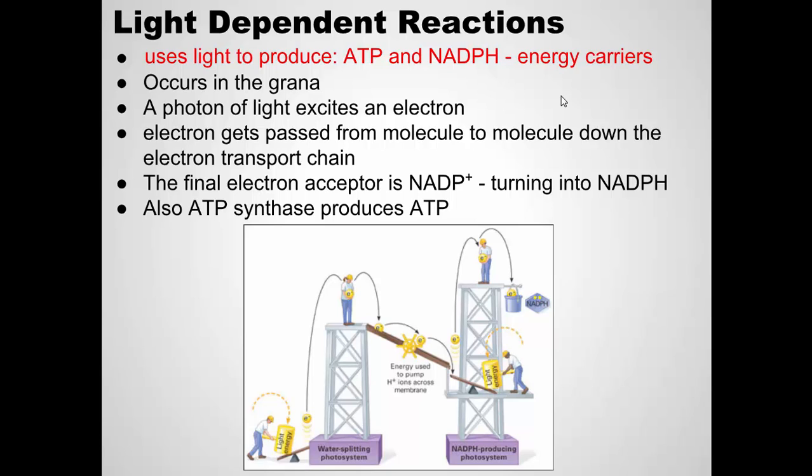What that electron does is it helps to pump hydrogen ions to one side of the membrane. And then that electron, as it gradually gives up that energy, another photon of light enters and excites that electron again. And then that energy is transferred to NADPH.